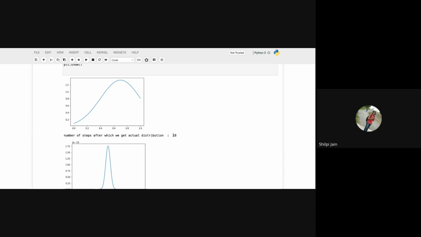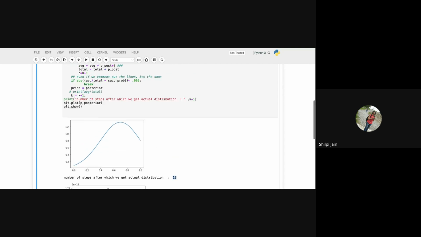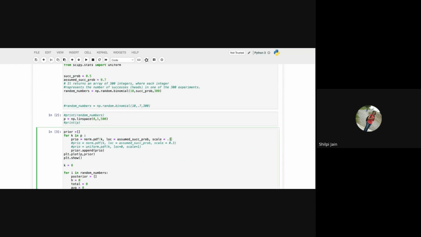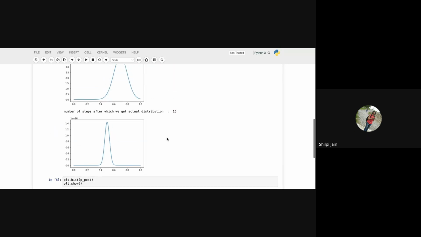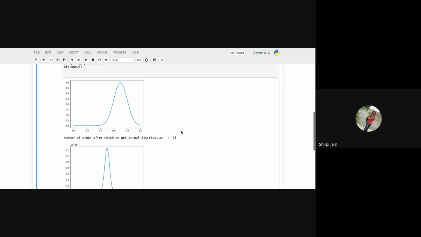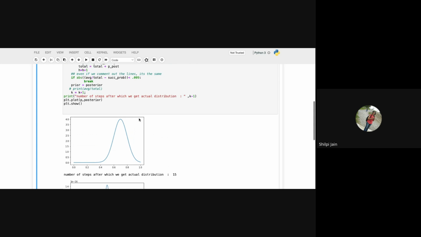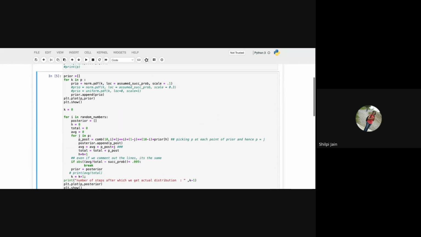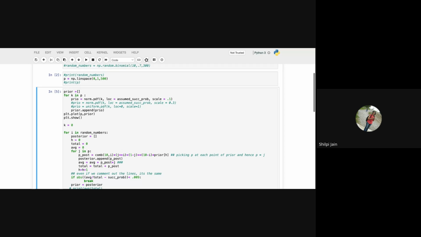You see it's 18. So you can choose any, depends on your belief. If you have a very firm belief, let's say from point 3 to point 1, it takes you, okay, it's taking lesser trials. I do not know why, it should have taken lesser trials. But sigma just depends on how firm your belief is on your assumed prior.